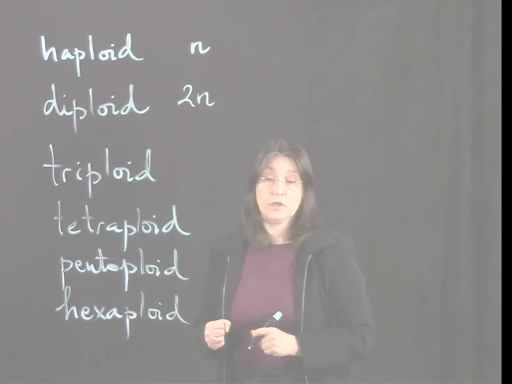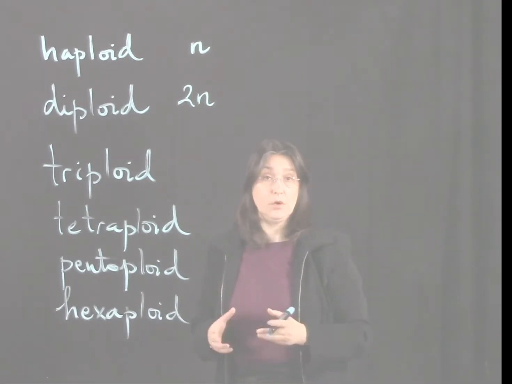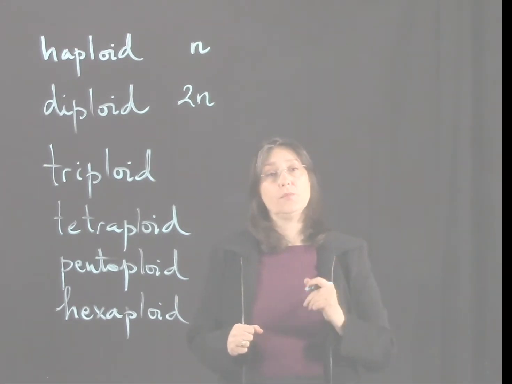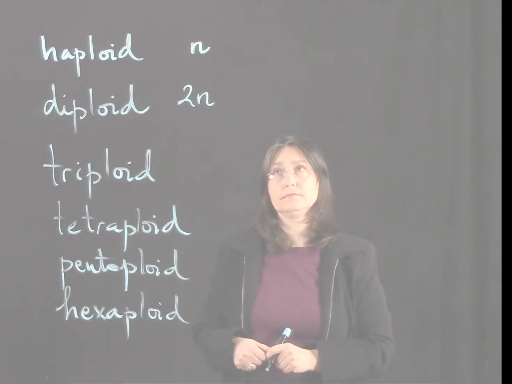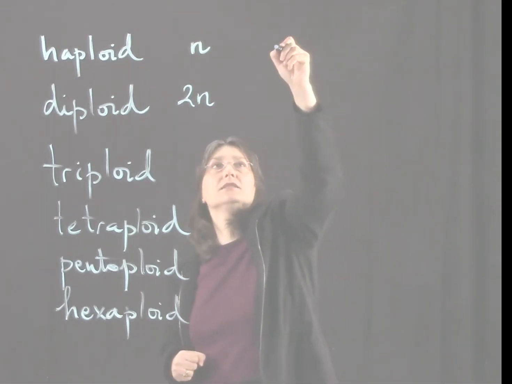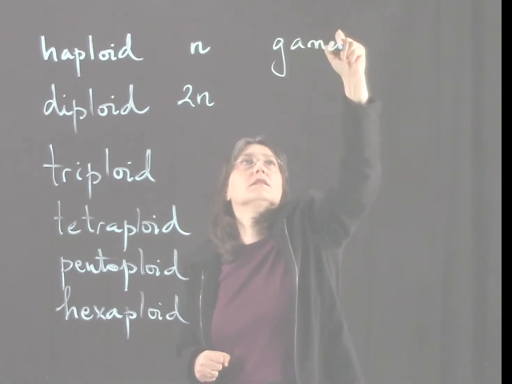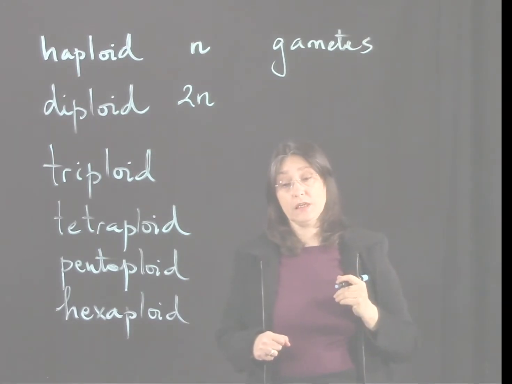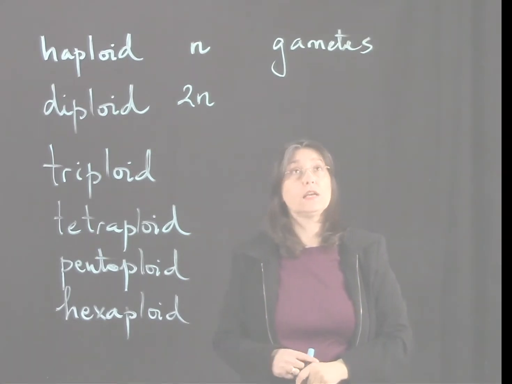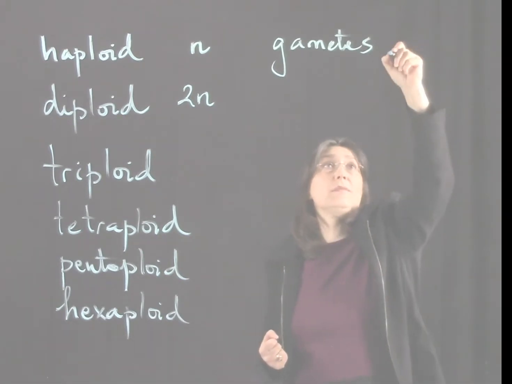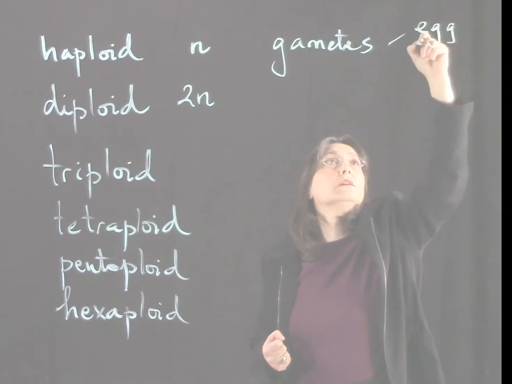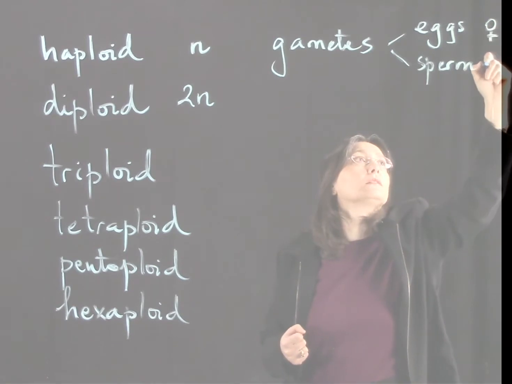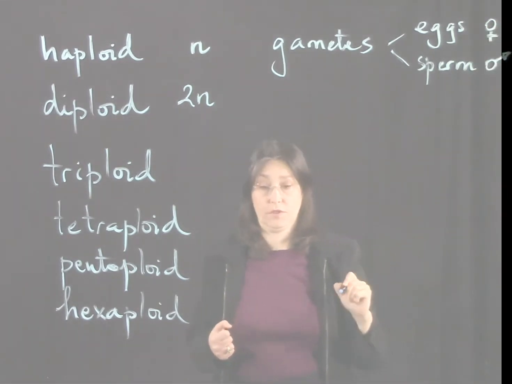So, question: what are the haploid cells in your body and what are the diploid cells in your body? Turn the video off, think, communicate, and then come back. Very good. Haploid cells are gametes. Gametes are sex cells, and the word comes from Greek, where it means marriage. In this case, the gametes are the eggs and sperm, so eggs for females and sperm for males. Very good.